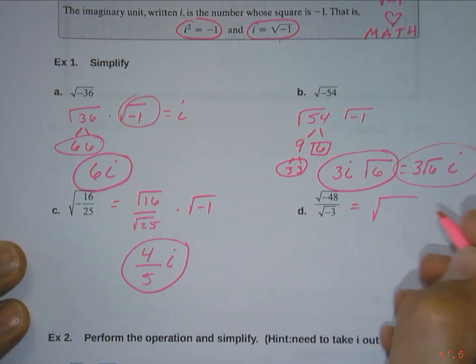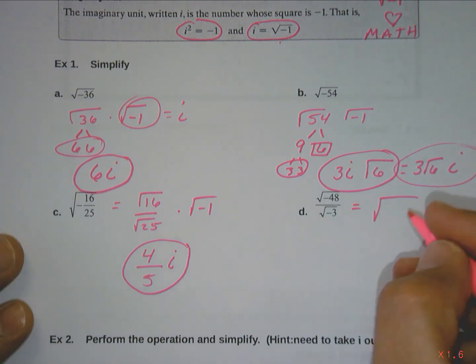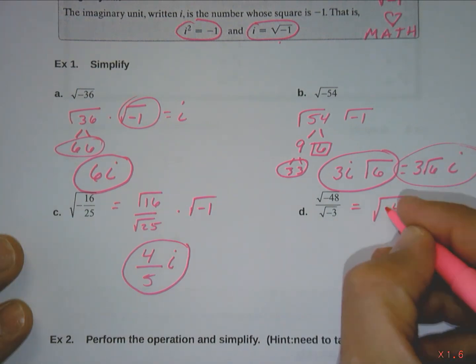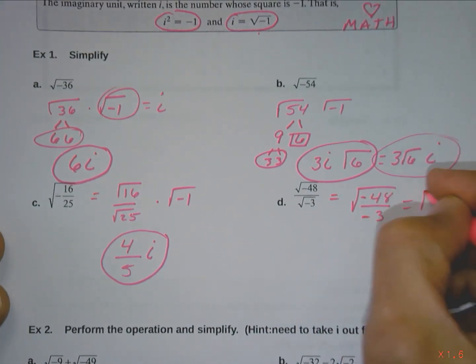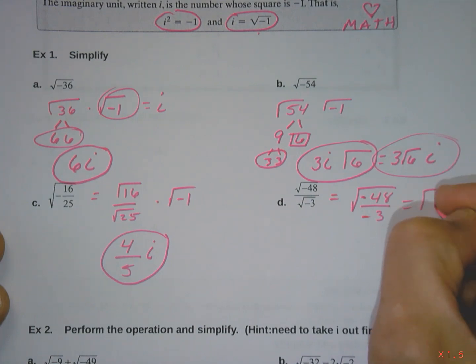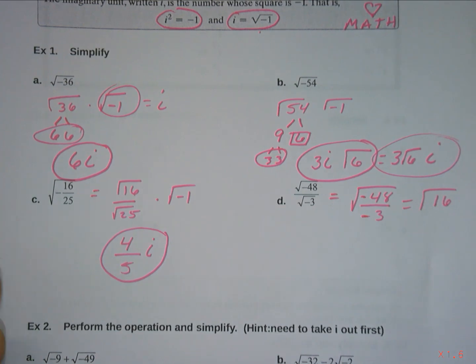So this is really, and I didn't even touch it and change. Here we go. This is really the square root of negative 48 over the square root of negative 3, which we agree is the square root of positive 16. And what's the square root of 16?